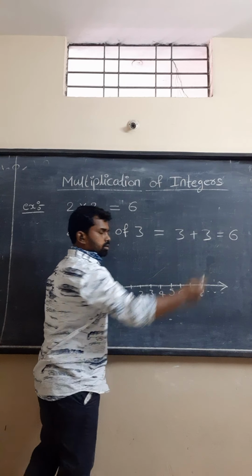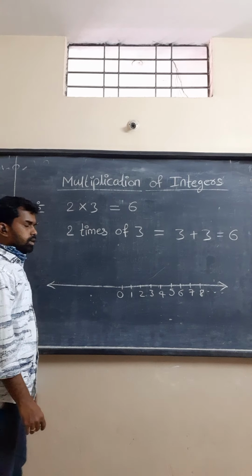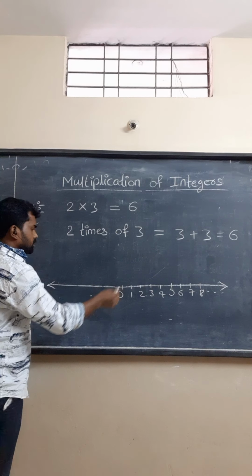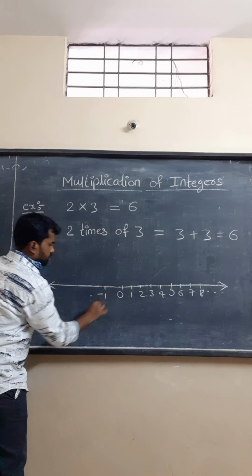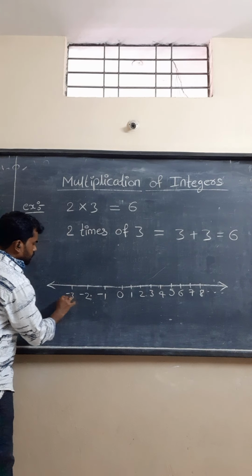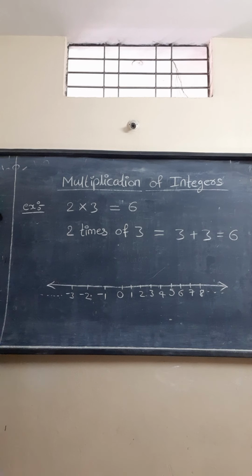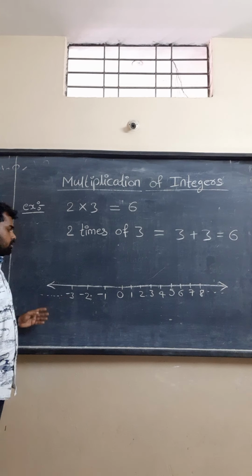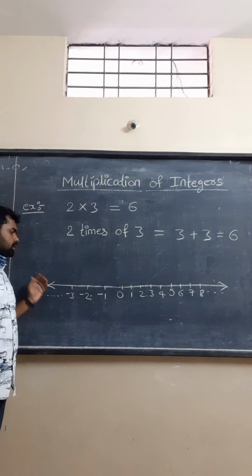Then write 1 or 2 extra numbers, then keep dashes. On the negative side, to the left side of 0, negative numbers will be. Just write 1 or 2 negative numbers and keep dashes, because negative numbers are not required here. That's why I have written only 2 or 3 numbers.